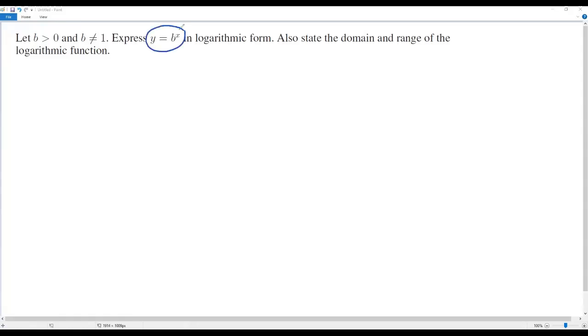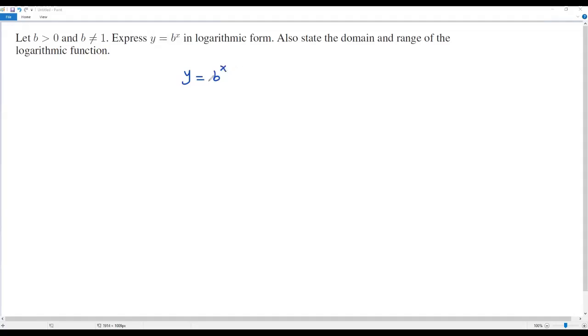Okay, here we have a function in exponential form because we have variable x as the exponent, and now we have to convert this function to logarithmic form. And also once we get the function in logarithmic form, we have to state the domain and range of the logarithmic function.